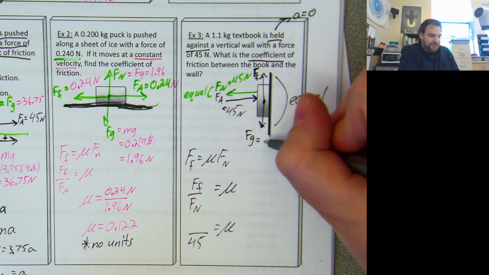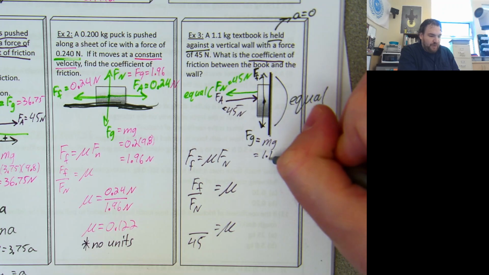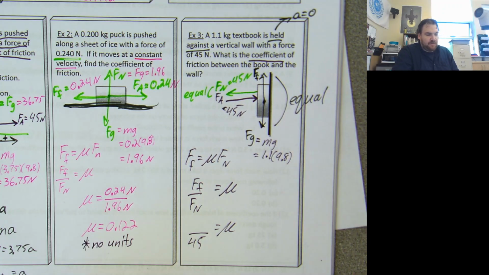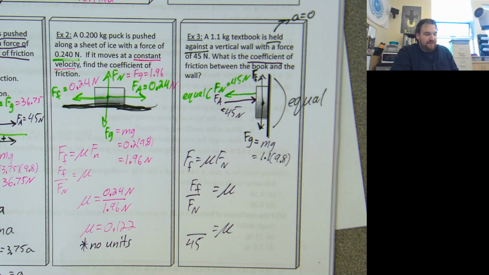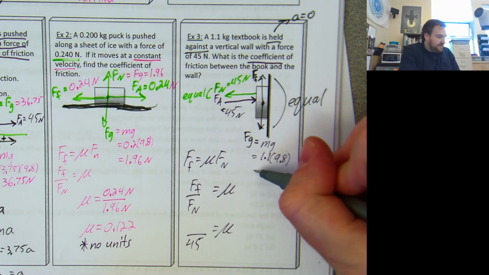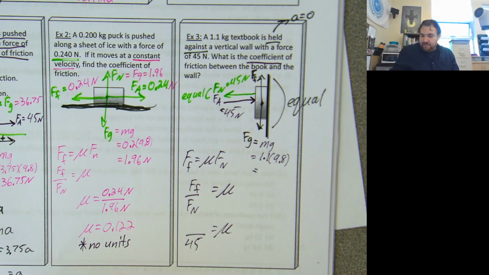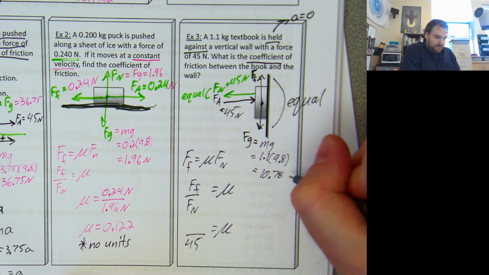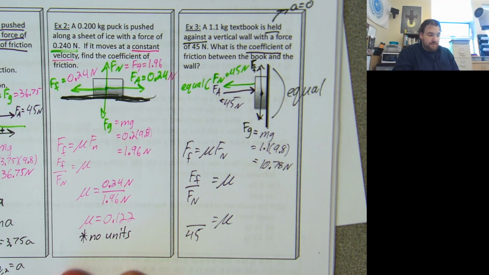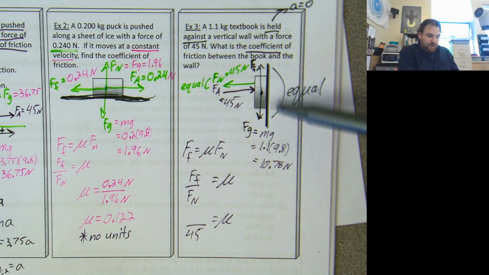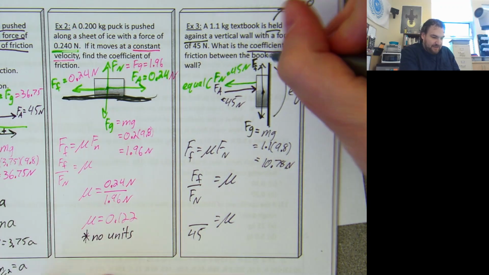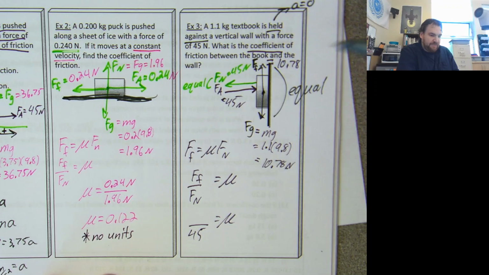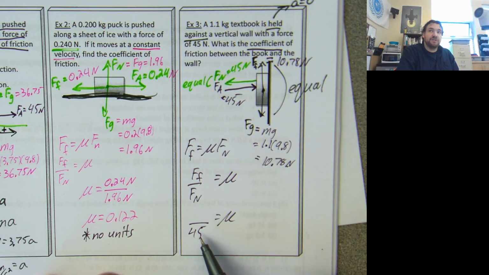Presumably we're on Earth. Fg is going to equal mg. The mass of the book is 1.1 kilos, and I'm going to have an acceleration due to gravity of 9.8. 1.1 times 9.8 is 10.78. So if these two are equal and opposite, if Fg is 10.78, our force of friction is also 10.78 newtons, and now we can go ahead and shove this into this equation.